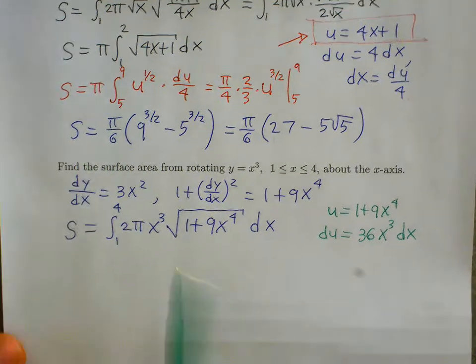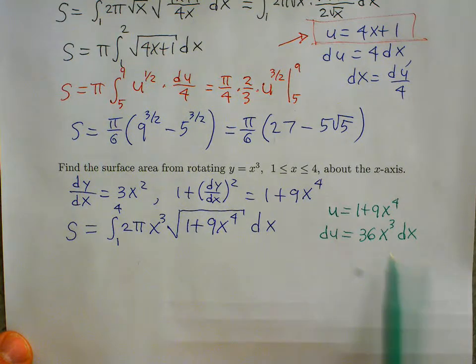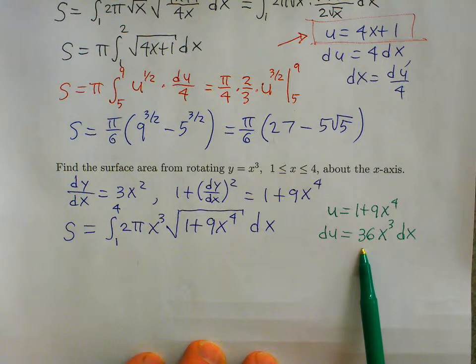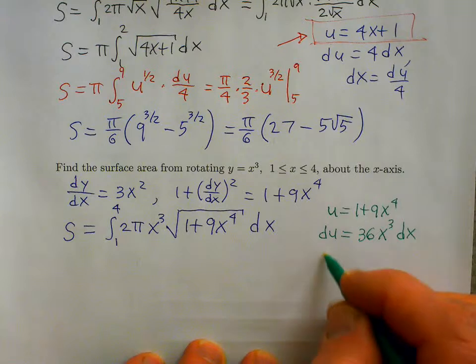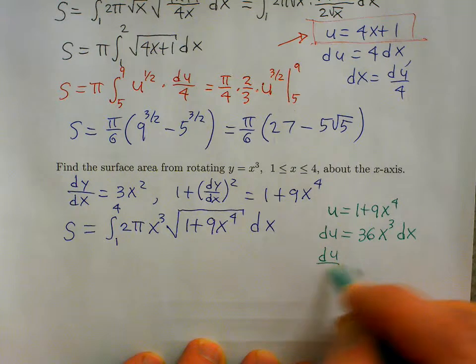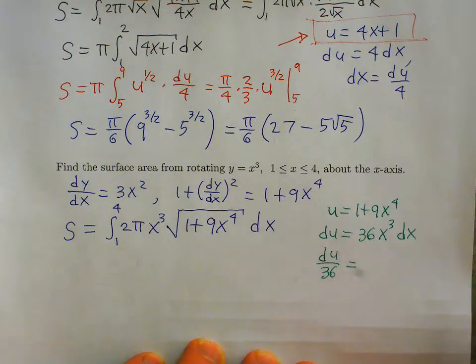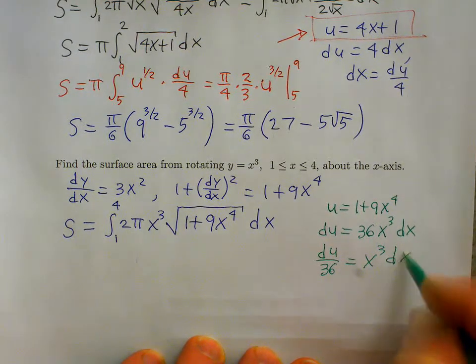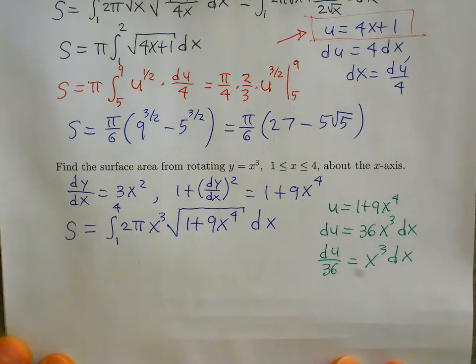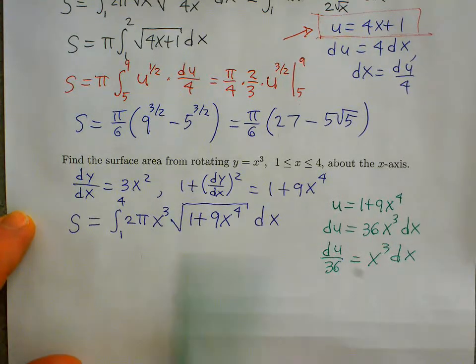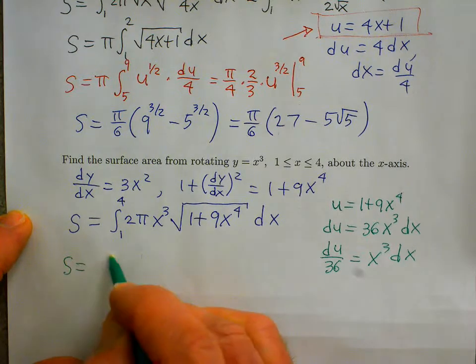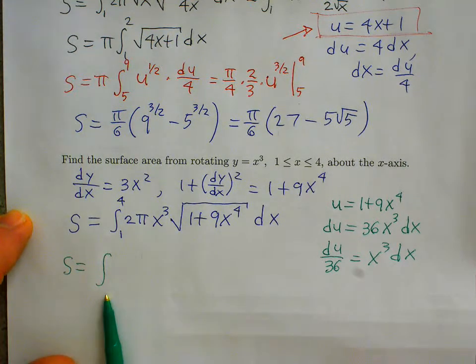So in our integral, we see the x to the third dx, and we just need to account for 36. So if we divide both sides of this by 36, du divided by 36 is x to the third dx. So we can make those substitutions. And we'll have to find the limits of integration. We'll do that in a minute.